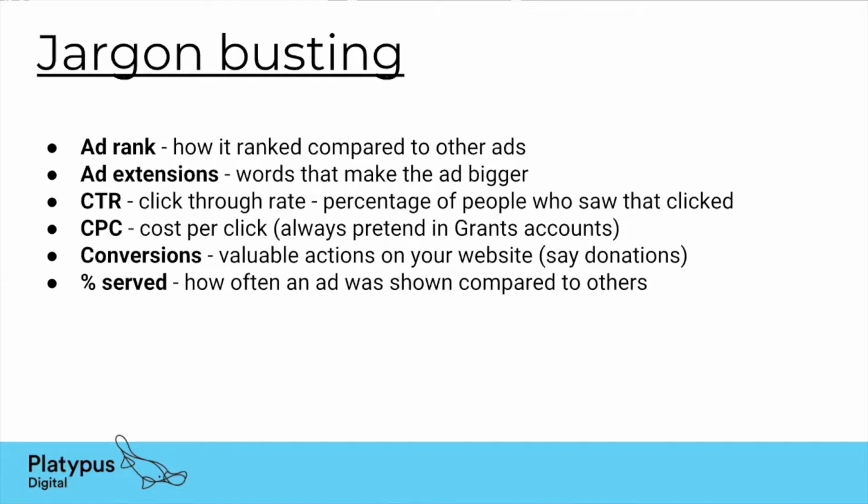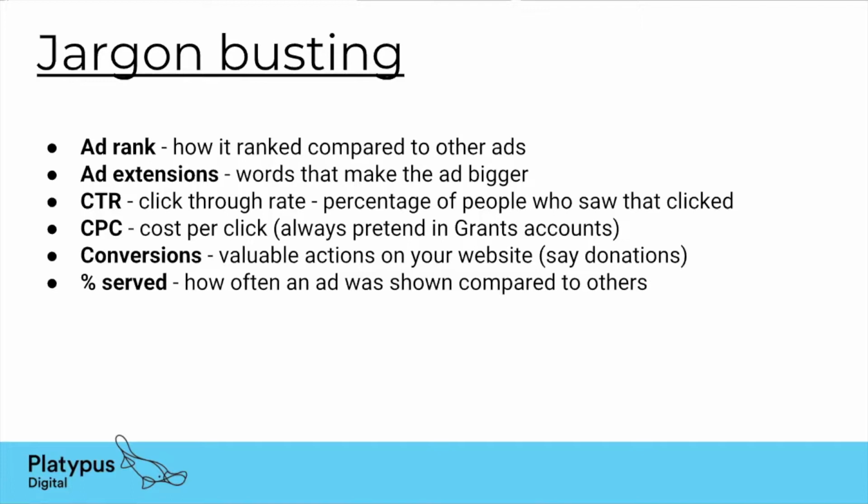Your CPC is your cost per click, which is always kind of pretend in Grants accounts, in the sense that you get $10,000 a month to spend on ads. So you might have a cost per click in a campaign of, say, $1.31, and that's not real money. So that's just one thing to bear in mind. If you've got a paid account, then obviously it is real money and you have to stump up the cash.